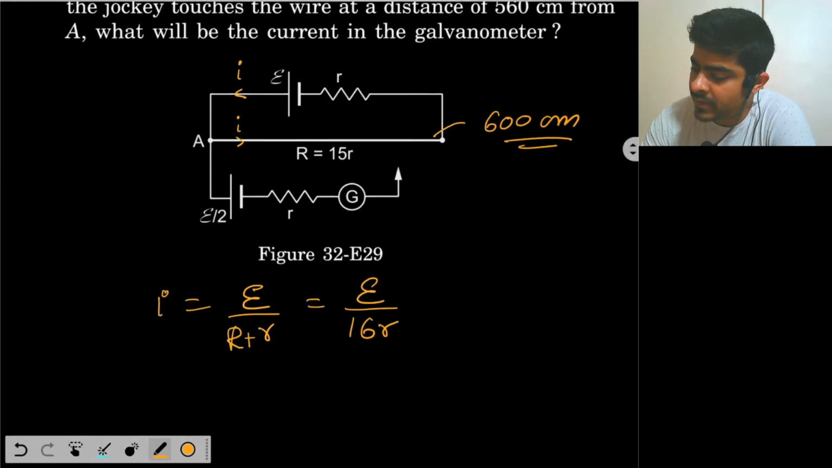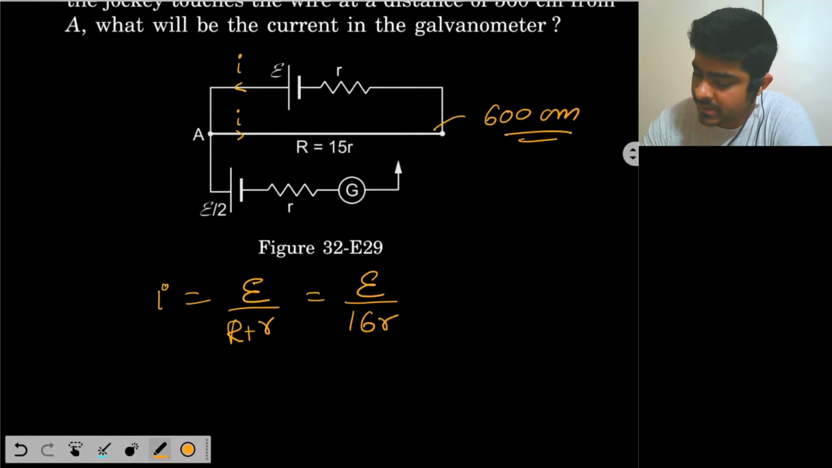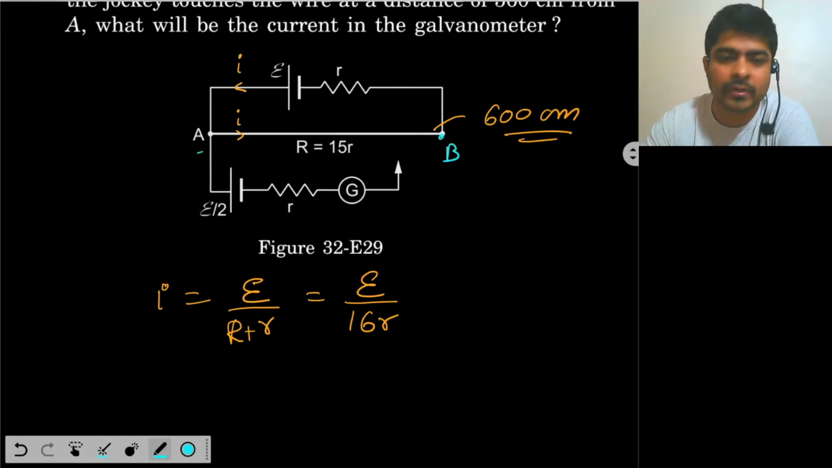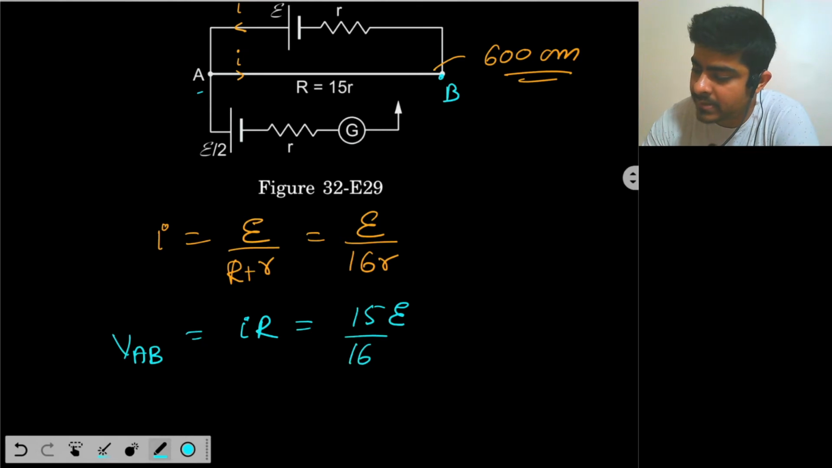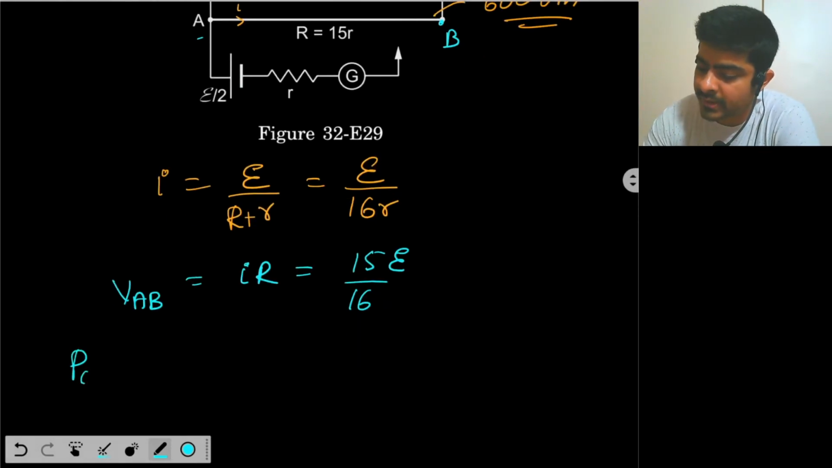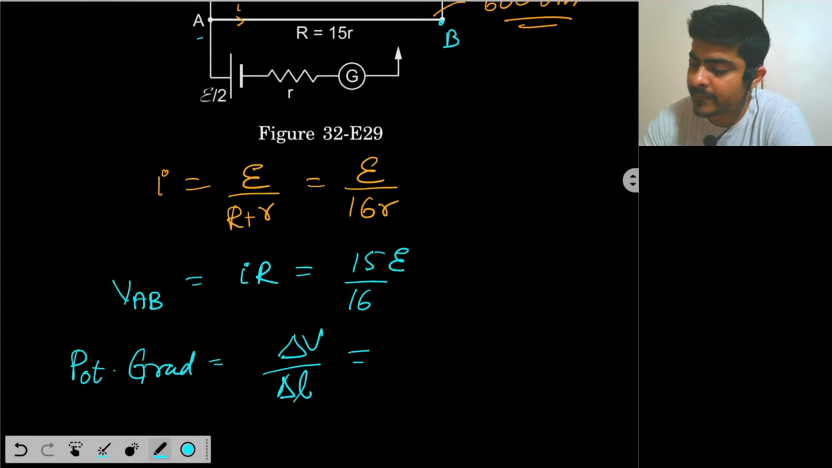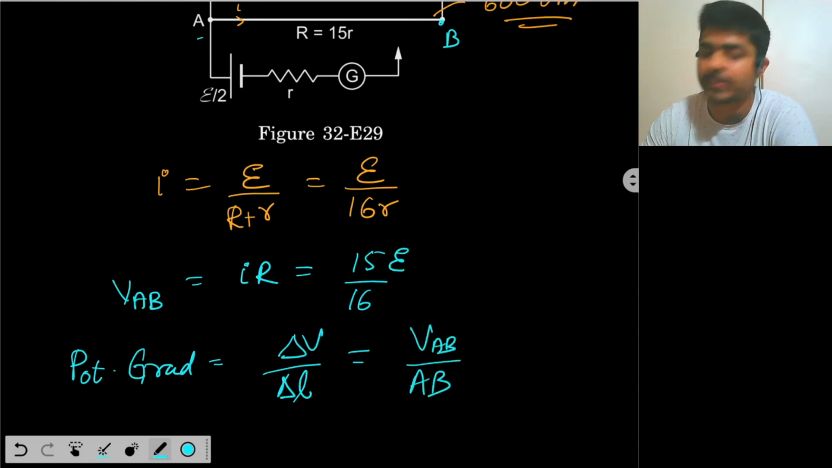Okay, so that's it. Now let's say this is your point B, and this is the point A, anyway given. So potential difference VAB will be what? I times capital R. So that is 15E by 16. This is the potential difference. So now I can write down the potential gradient, delta V by delta L, that will be equal to VAB divided by length AB.